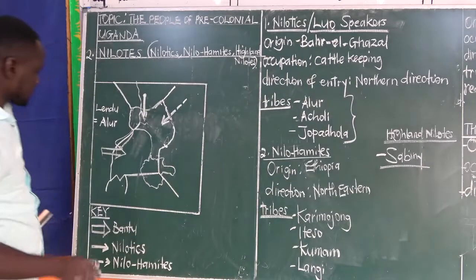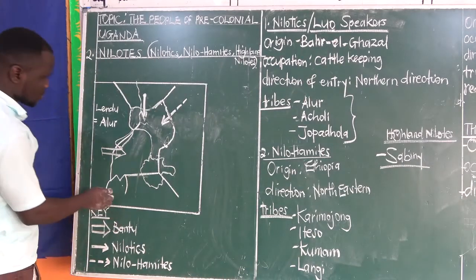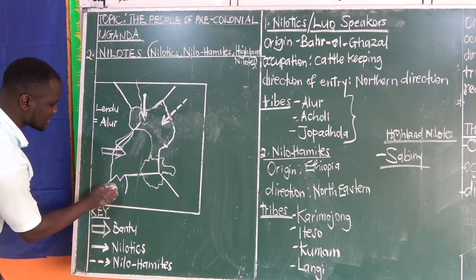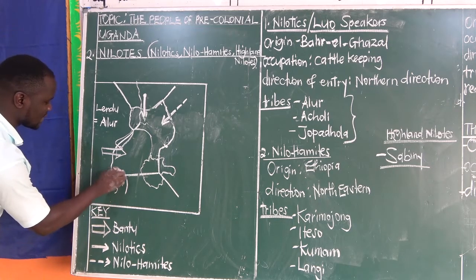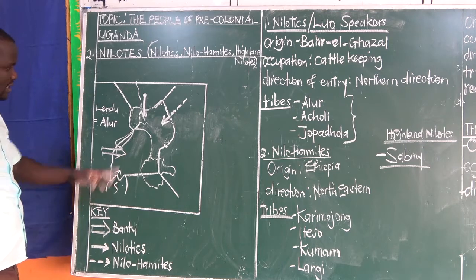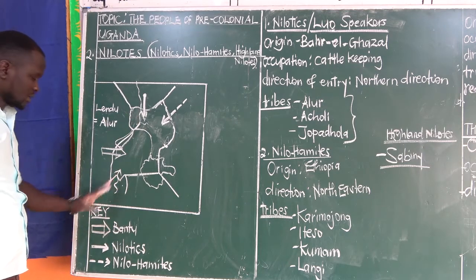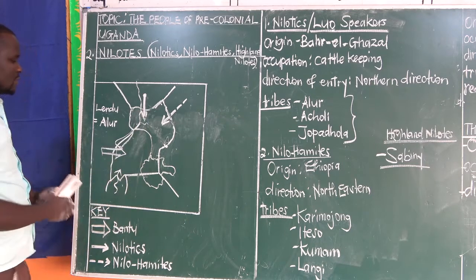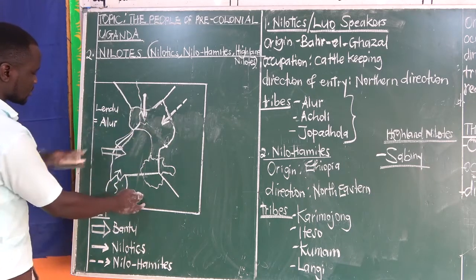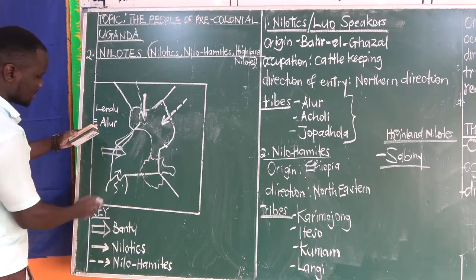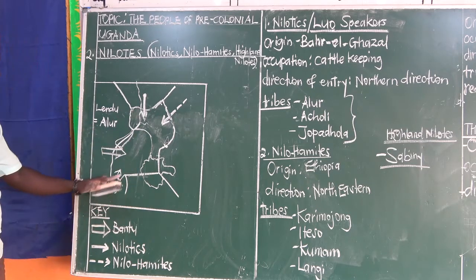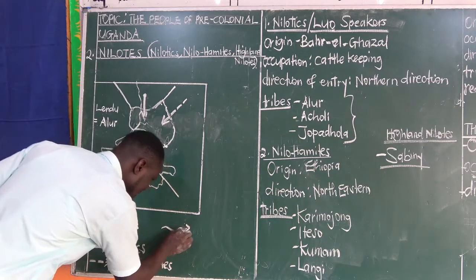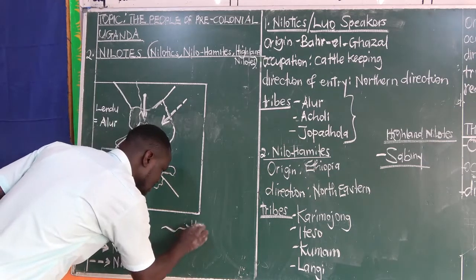Then lastly, we shall have another ethnic group that came, I think maybe let me use this kind of drawing, such that we are able to get the difference between this and this. So I have used this one, twisting. There is one which came through the southwestern. If we put a compass here, this will be southwest, between south and west, southwestern. So this one entered through the southwestern direction. That is the one that we call the Hamites.